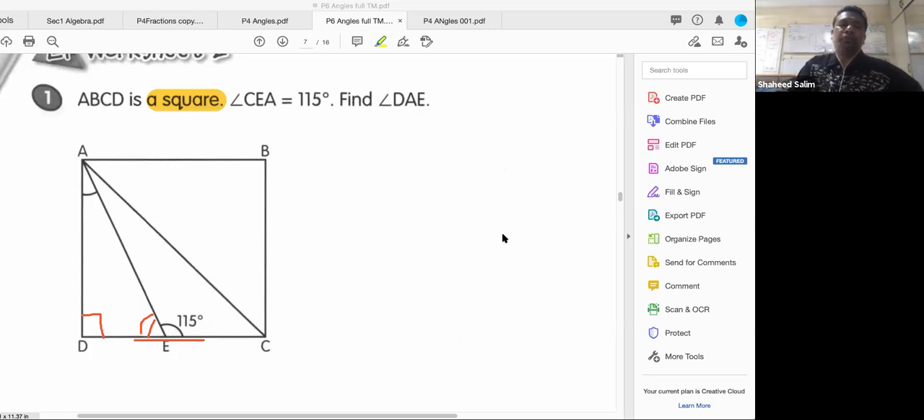Okay, and put 3 so. You know, Zahin, this one. 180 minus 115 is 65. You want to find this one? 180 minus 90 minus 65 equals 25. Zahin, okay? All right. 180 minus 90 minus 65 equals 25. All right, next one.